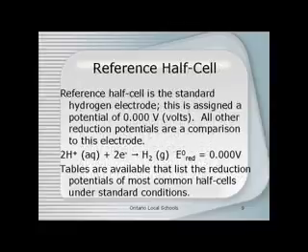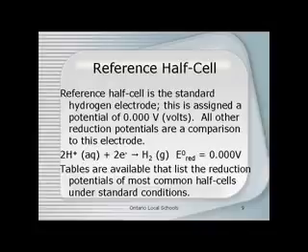The reference half cell, when we look at these reduction potentials, is the standard hydrogen electrode. This is assigned a potential of 0.000 volts. All other reduction potentials are a comparison to this electrode. So at this electrode, the reaction is 2H+ plus 2 electrons forms hydrogen gas, H2. The E0, that superscript 0 there, means it's under standard conditions. The RED means it's a reduction reaction.